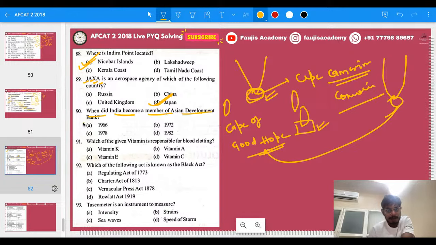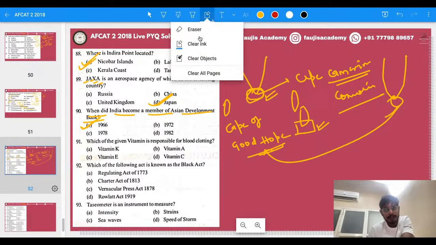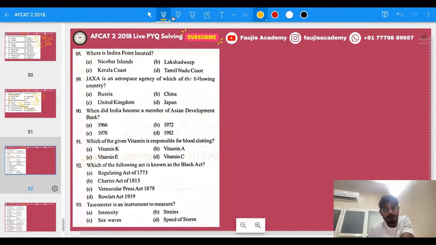When did India become an ADB member, the Asian Development Bank? The answer is 1966. The headquarters of ADB is in Manila, Philippines.